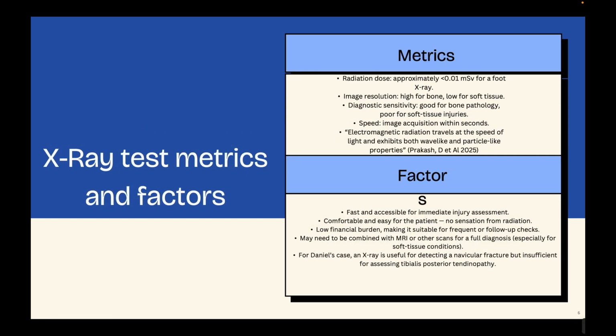X-ray test metrics and factors. In Daniel's case, an elite sprint hurdler presenting with a bone navicular stress fracture and tibialis posterior insertion tendinopathy, an X-ray could help identify the bony injury, but would not reveal the soft tissue damage due to its limited contrast resolution. Therefore, while an X-ray is practical for Daniel because it is fast, affordable, and non-invasive, it would not provide a complete picture of his condition.